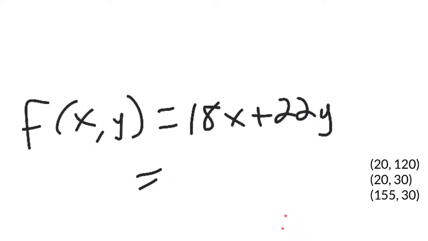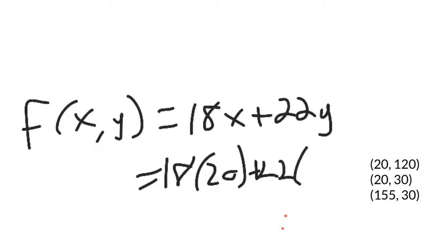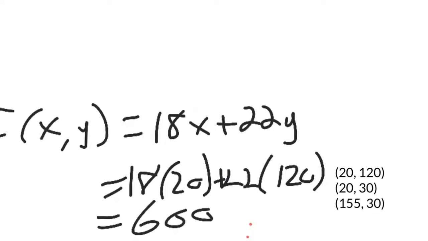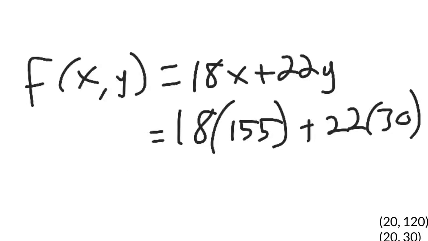So got this one on the top, 20, 120. That's 20 in for x, and then 120 in for y. So when you do that out, you should get 600. So 20, 120 gives us $600. Let's do 20, 30. And actually, you pretty much don't need to do this because you know that plugging in a 20 in here and a 30 in here is definitely going to be less. So this one, let's rule out. And then go 155, 30. Let's plug that into the function. So that's what it looks like when you plug it in. And then when you crunch those numbers out, you get 3,450.